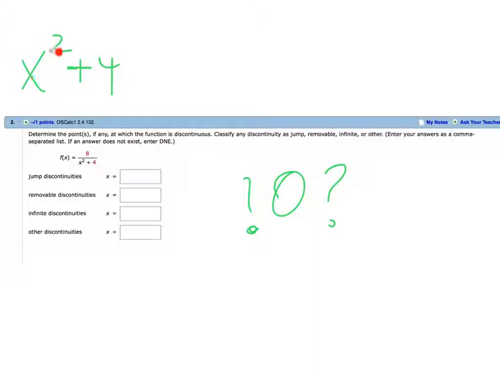Because no matter what you put here, you square it, it's going to turn positive. Then you're making it bigger by 4. So there's no way that denominator will ever be 0. So I don't have to worry about that. Okay, so it's not going to be discontinuous anywhere at all. This is always going to be a pretty number down here, and 8's always going to be a pretty number up there, so that's always going to be continuous.